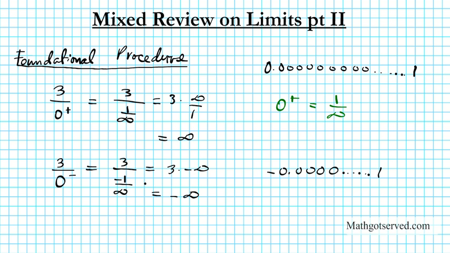So in essence, anytime you have 0 from the left, you can replace it with negative 1 over infinity. They mean exactly the same thing: an infinitely small negative number, as small as you can possibly get.